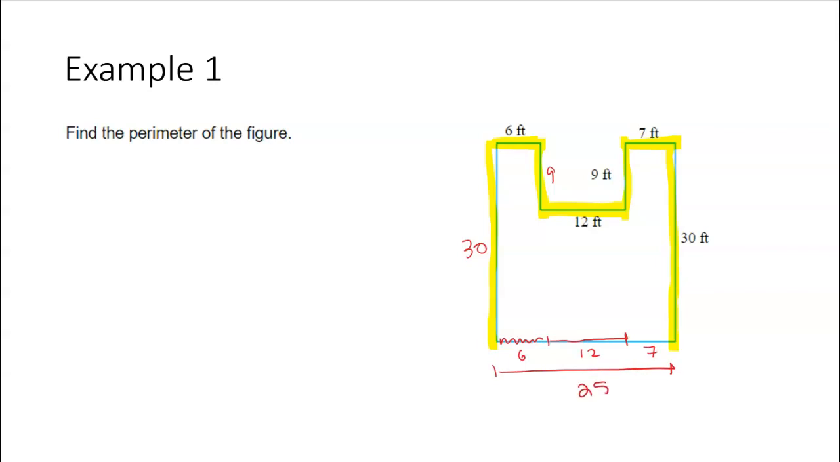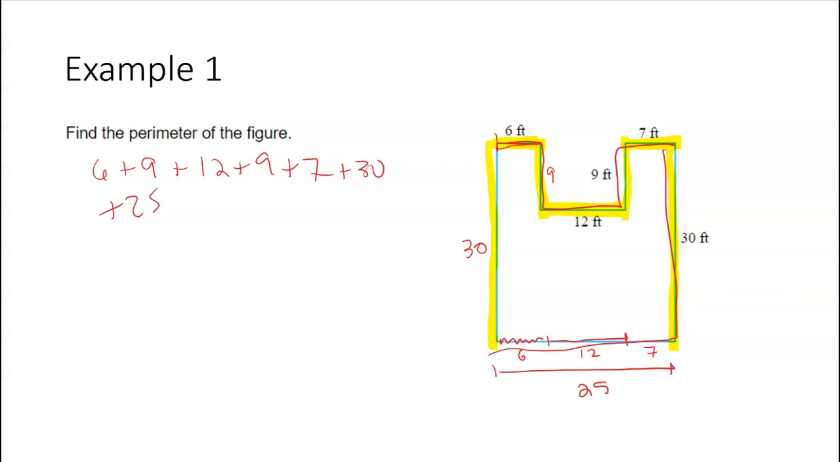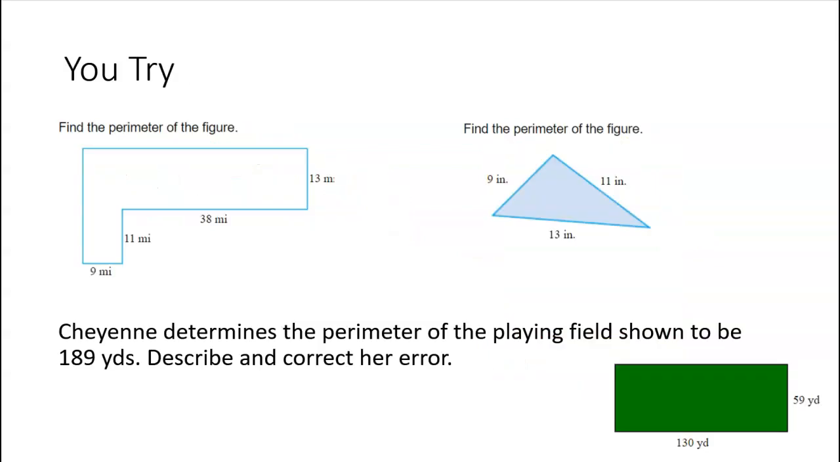So the perimeter is equal to, and I like to make a note where I start, 6 plus 9 plus 12 plus 9 plus 7 plus 30 plus 25 plus 30. When we type that into our calculator, we end up getting 128. It's important that we use the units here, feet, regular feet, because we're in one dimension and we're using 128 1-foot long units. So go ahead and do these, we've got 1, 2, and 3. Press play when you're ready to see the solutions.